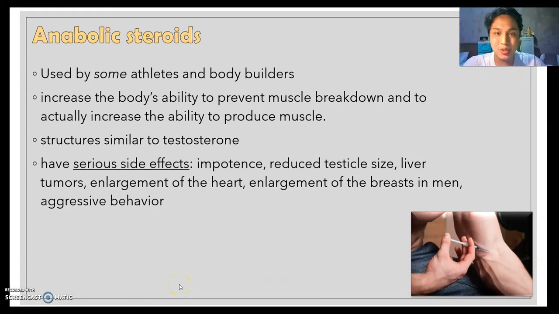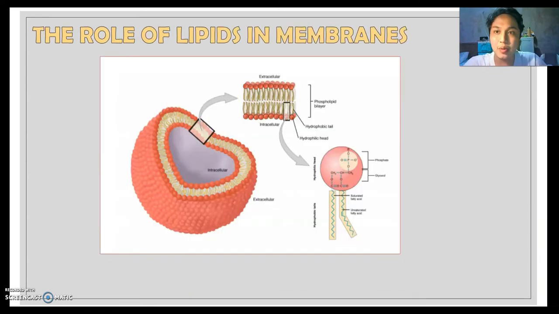Alright. So, let's go to the last topic, which is the role of all of these lipids in the membranes or the cell membranes. So remember again that your cell membrane or your cell wall is the pang-protekta or yung bumabalot sa lahat ng organelles at cytoplasm inside your cells. So we have reviewed that on your module 1, right?